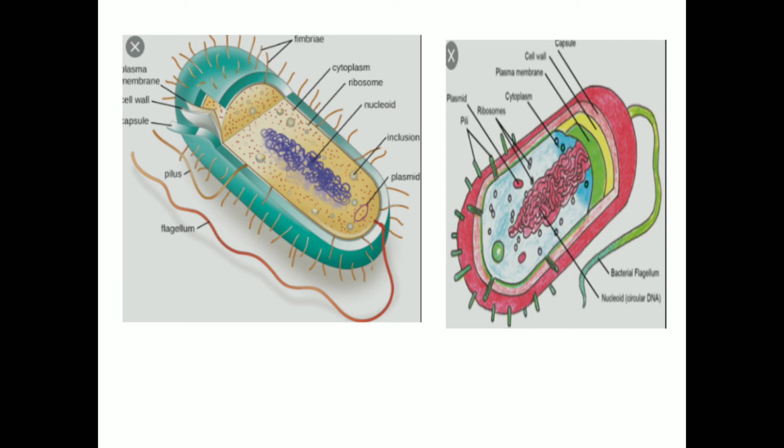The ribosomes which are present in the bacterial cell are of 70S type, which have the subunits of 50S and 30S. Here S is nothing but Svedberg unit.